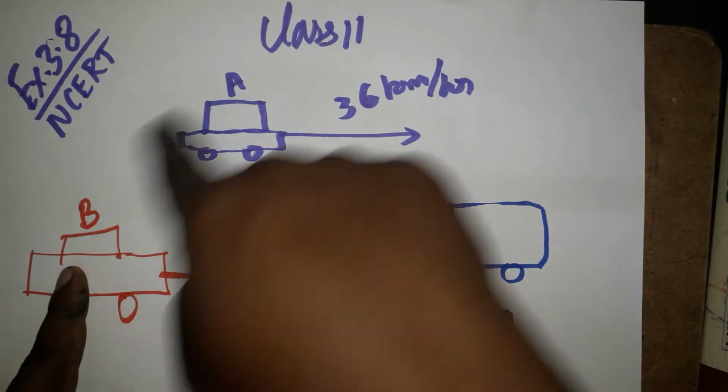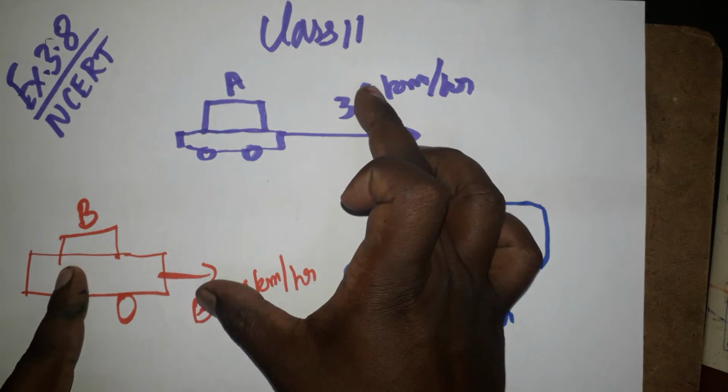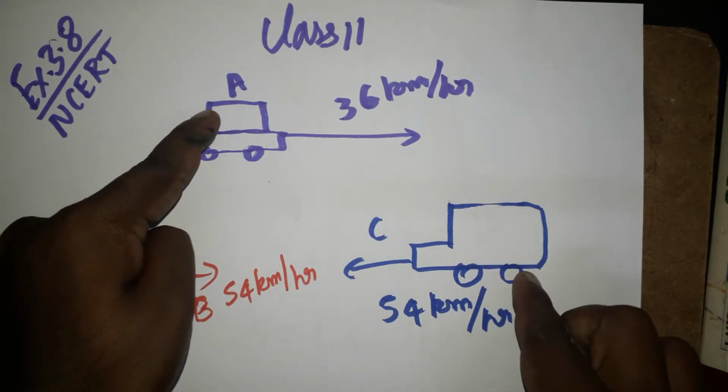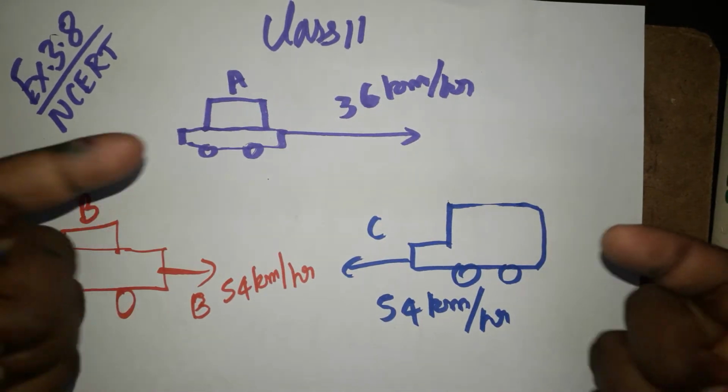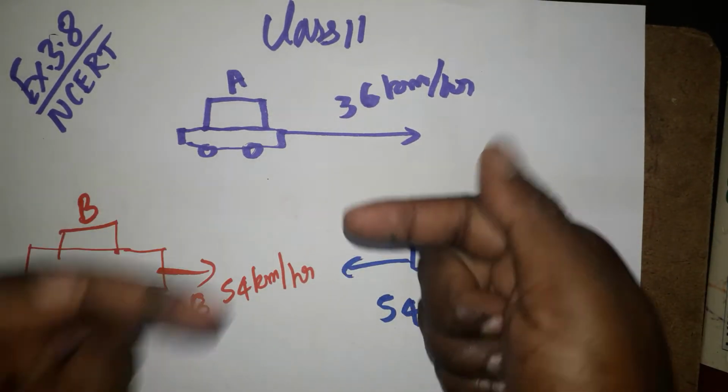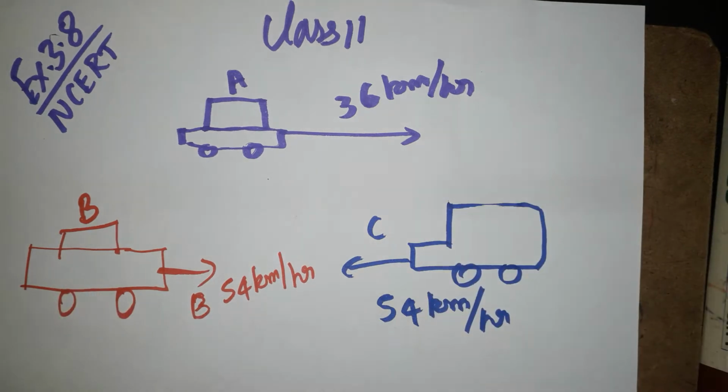If you want B with respect to A, you have to subtract the velocity. If you want C with respect to A, you should add the velocity. When it is approaching in opposite direction, you should add the velocity. When it is moving in the same direction, you should subtract the velocity. Keep that in mind when you are doing relative velocity problems.